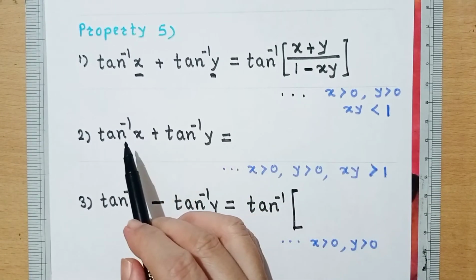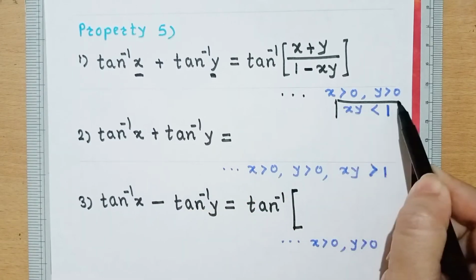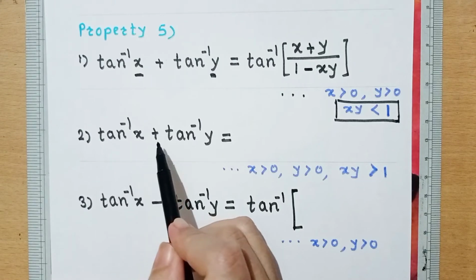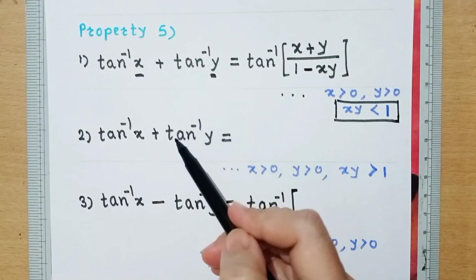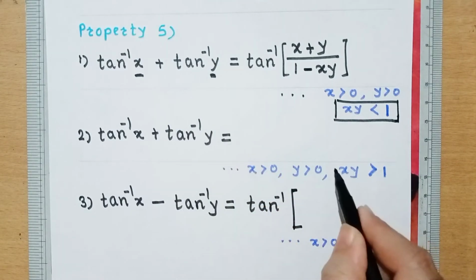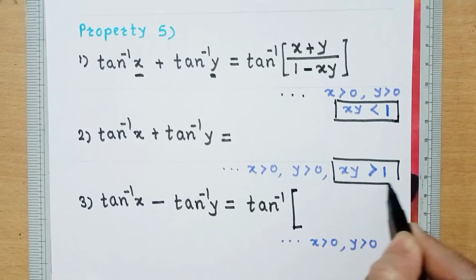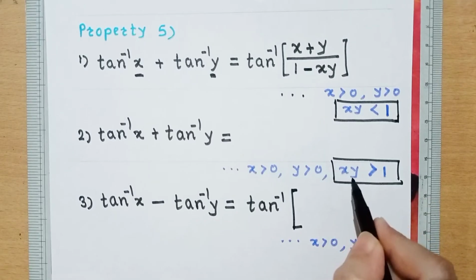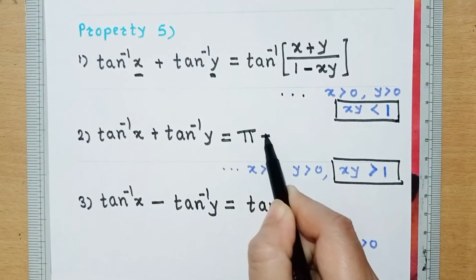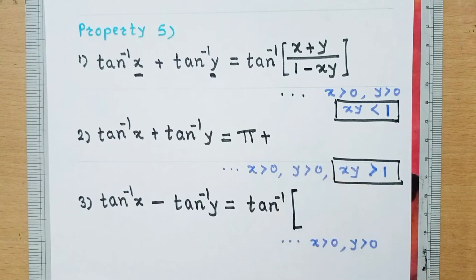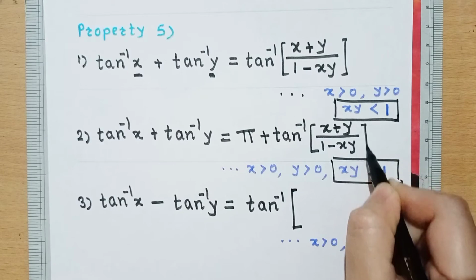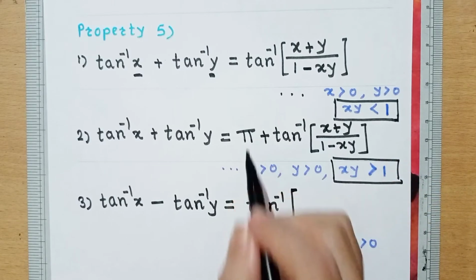Now second formula is same. Here I'll make this bracket. That means this is very important. Tan inverse x plus tan inverse y, same as it is. Same as first one. But what is the difference? Here product is greater than 1. That means these are positive integers. So in this case we will write first pi, then plus we have to write this upon 1 minus xy. So we have to add up extra pi here.